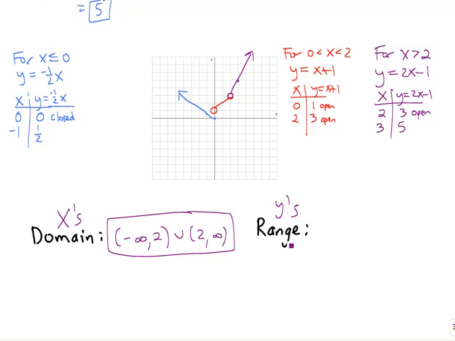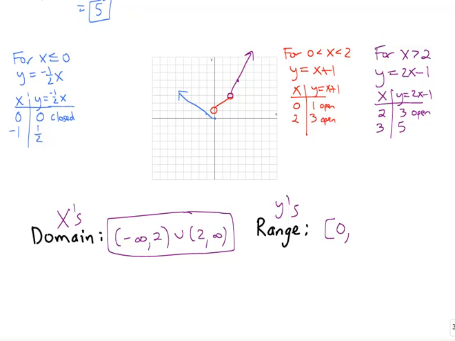For the range, we want to think y's. So to find a range, usually it's easiest to look at a graph. And you want to think up and down, since that's your y values. So what's the lowest y value that got used, that got hit? 0, because there's no negative y's that were ever plotted. And 0 was attained because there's a closed circle there. So the smallest y value that we have is 0.